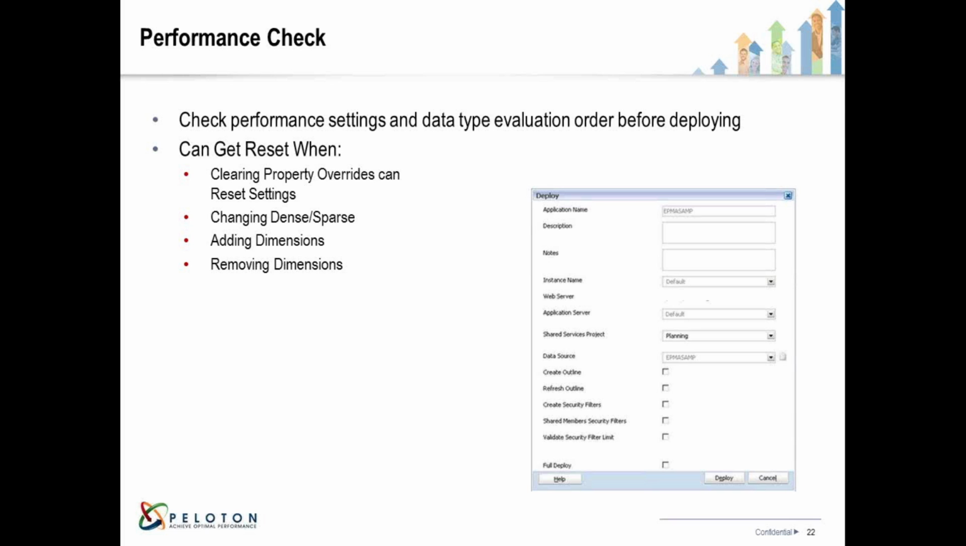So EPMA won't let you run a deploy if all your dense dimensions aren't before your sparse ones. So if you have a dense dimension and then a sparse one in the second order, and then your third order is another dense dimension, it'll fail and tell you to check the performance settings. It won't let you deploy it until you put your dense dimensions first in the outline, followed by your sparse dimensions. So always make sure you check the settings before you do a deploy, just in the event that something gets reset. It'll cause an error, and you'll have to go in and change the performance settings.